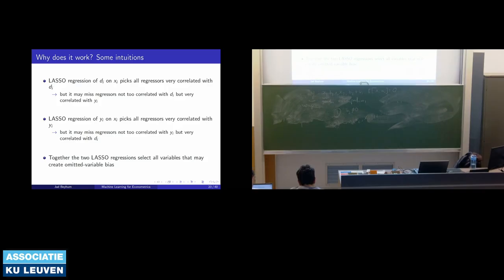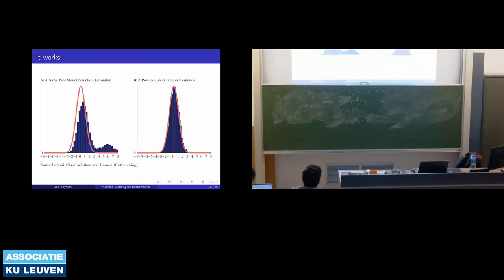They essentially together select all variables that might create a lot of omitted variable bias and cause this asymptotic normality to fail. And what you see in simulation here is, so this was the post-lasso that we saw before, and this is the double selection. The double selection works because it has selected all the variables that can create substantial omitted variable bias. The post-lasso doesn't work because among the variables that can create substantial omitted variable bias, it has forgotten the ones which are not very correlated with yi, but are very correlated with di.